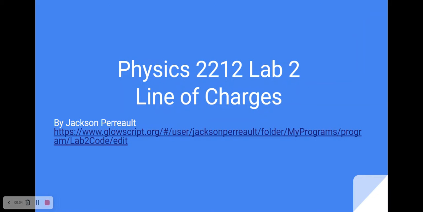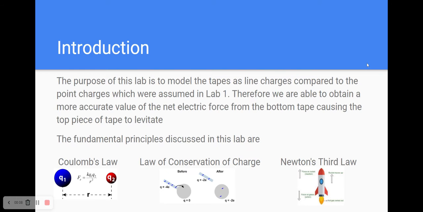Okay, today I'm going to be talking about Lab 2, Line of Charges Lab. So, to start off, the introduction: the purpose of this lab is to model the tapes as line charges, compared to the point charges which we assumed in Lab 1. Therefore, we are able to obtain a more accurate value of the net electric force from the bottom tape, causing the top tape to levitate.